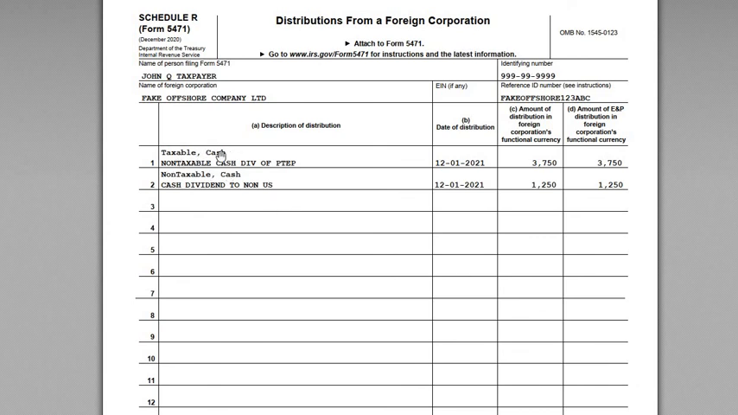So again, we have taxable, non-taxable, cash is the type of property, and then we enter a description as the second line item here, what type of distribution it is. So the distribution to John, right? So the $3,750 sent to him, that is from PTEP, right? So that's from previously taxed earnings and profits. And so we already covered this on Schedule J and Schedule P, Schedule I-1.